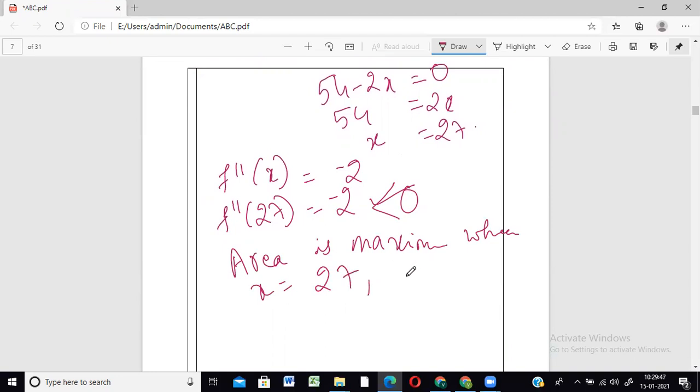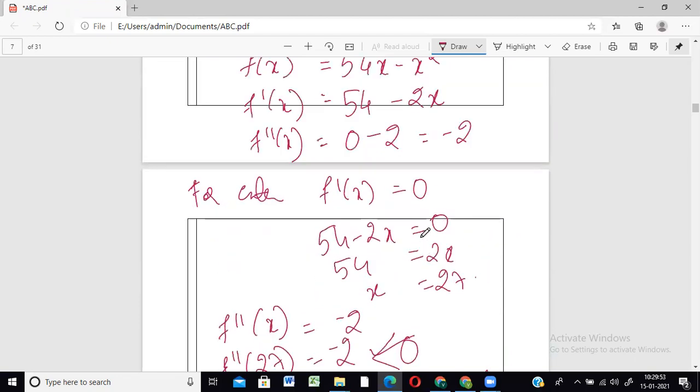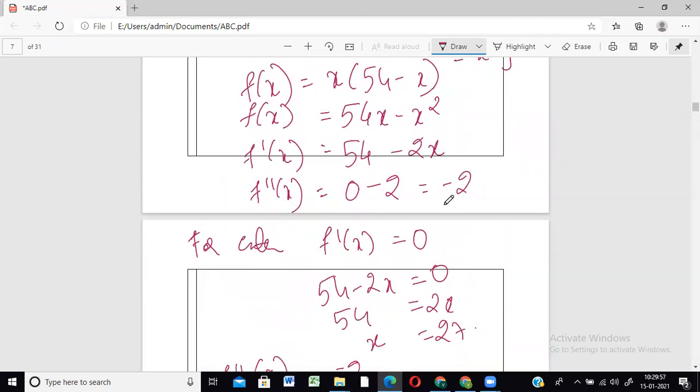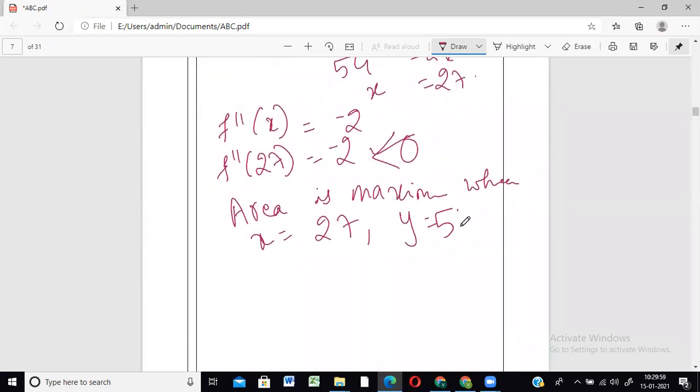And then what will be the other value? What was the other value? Y, right? So what was y? Y was nothing but 54 minus x. So y is 54 minus x, which is equal to 54 minus 27. This is again equal to 27. So we have got the two values of x and y as 27 and 27 respectively.